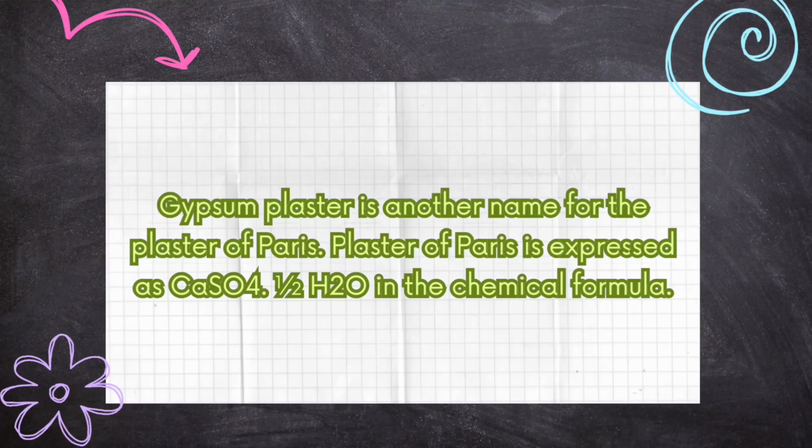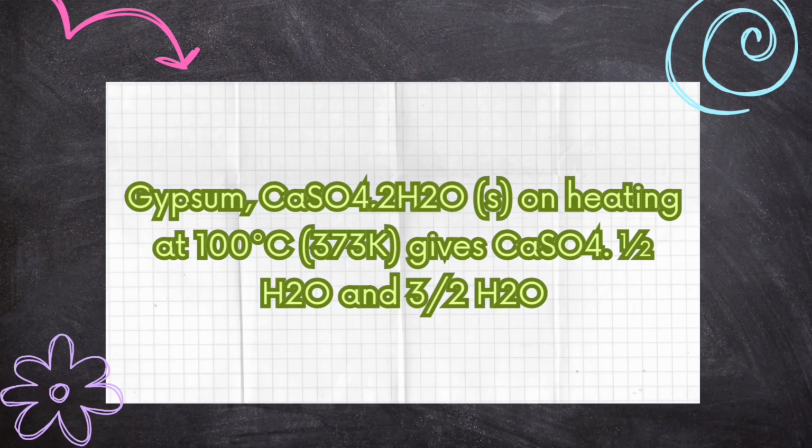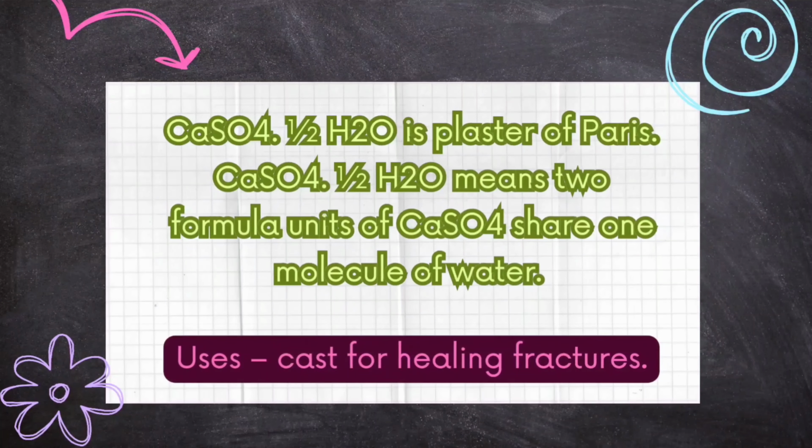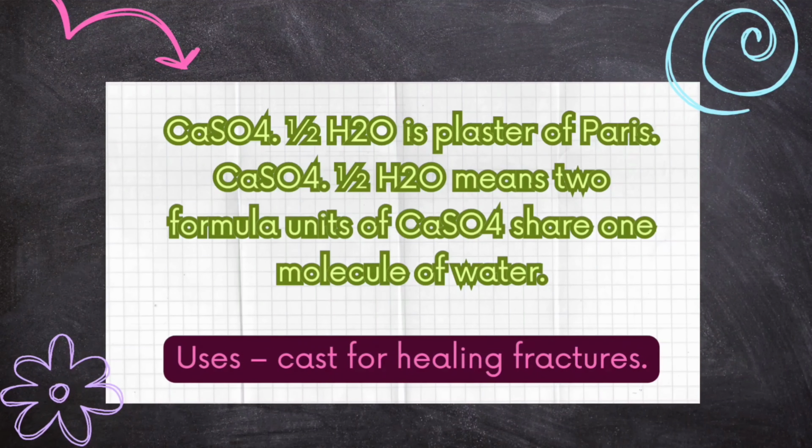Gypsum plaster is another name for the plaster of Paris. Plaster of Paris is expressed as CaSO4, 1/2 H2O. Gypsum, on heating at 100 degrees Celsius, 373 K, gives plaster of Paris. CaSO4, 1/2 H2O means 2 formula units of CaSO4 share 1 molecule of water. Uses: cast for healing fractures.